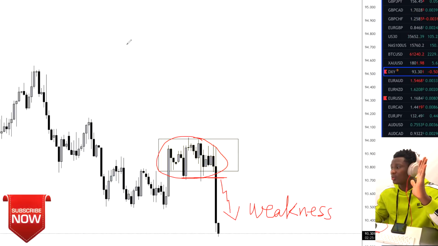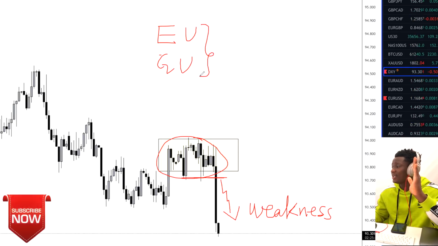Concurrently, it should tell you what? There's going to be strength in EUR/USD, and then there's going to be strength in what? GBP/USD. So you concurrently want to go straight into these currency pairs and be looking for what? A long position.